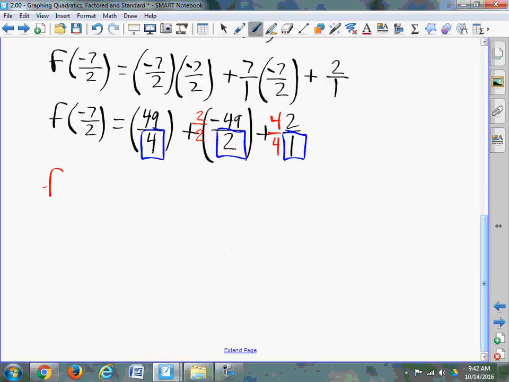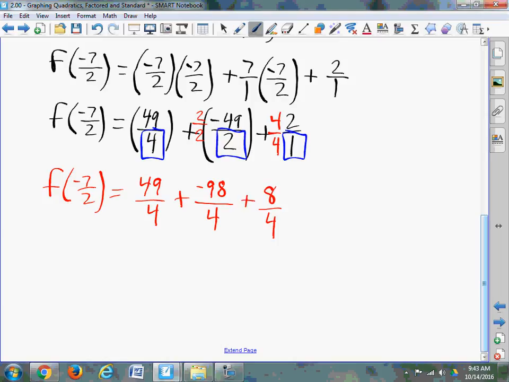All right, so we have f of negative 7 over 2 equals, this does not change, so 49 over 4, plus 2 times negative 49 is negative 98. All right, fast way to do that is 2 times 50 is 100, so it's just 2 less than 100. 2 times 2 is 4. All right, 4 times 2 is 8 over 4.